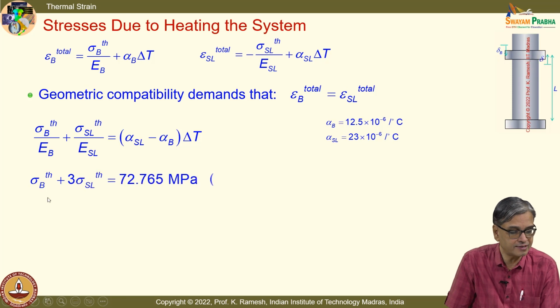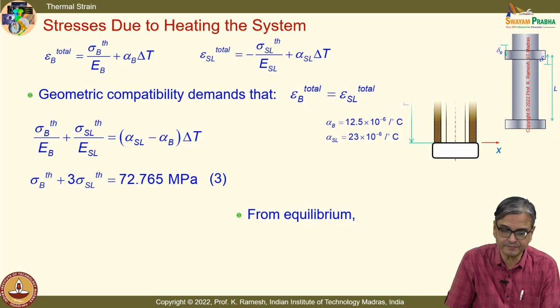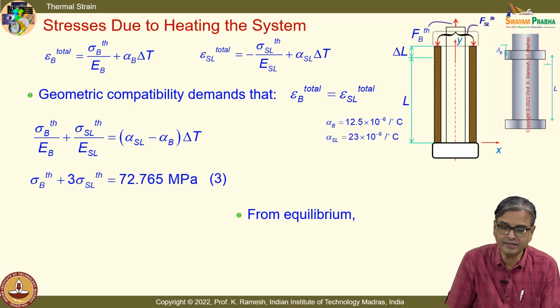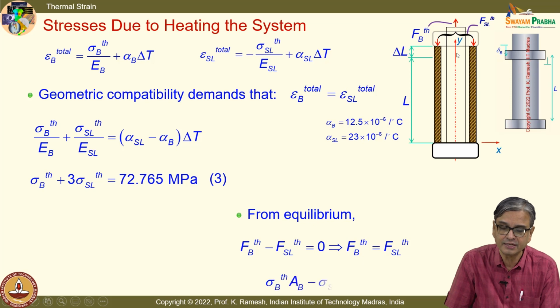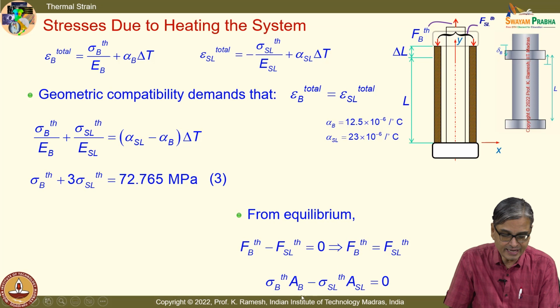And I have this as sigma B temperature plus 3 sigma SL temperature equal to 72.765. And what do you do from equilibrium? See, equilibrium also you have to look at it. So, I have a tensile force acting on the bolt and I have the compressive force acting on the sleeve, and they are equal and opposite.